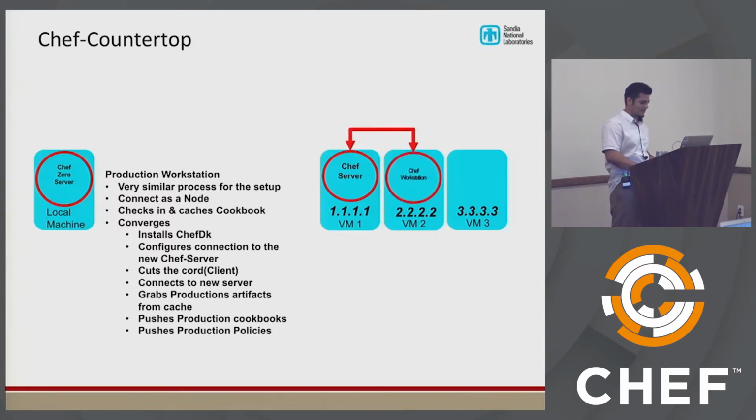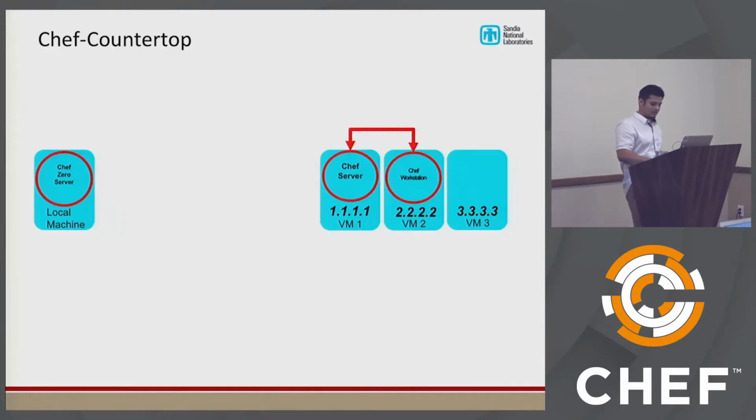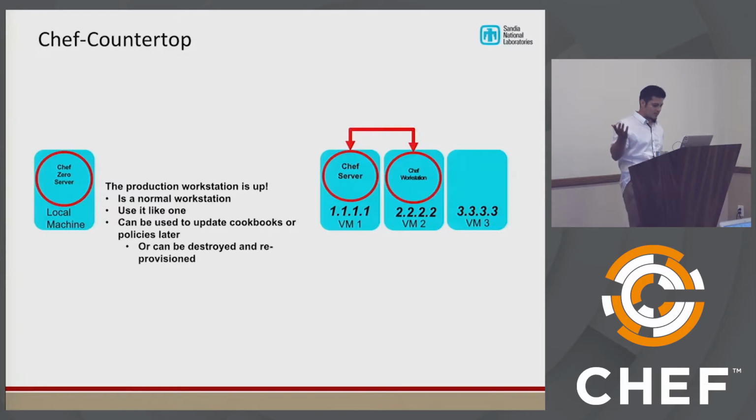Yay, it disappeared. So now you can see the Chef server and the Chef workstation can talk to each other. Basically, what it was doing in the background is it was configuring your knife setup and everything. So it's basically just a normal workstation, so you can use it like one. And it could be used to update cookbooks or policies later on. It could be destroyed, whatever you want.